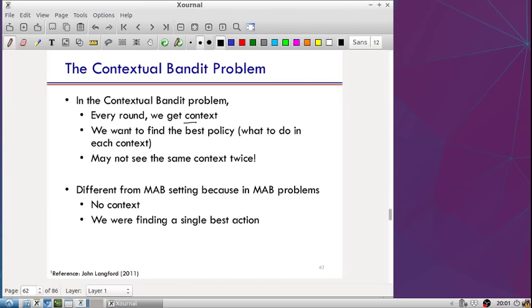In every round we get a context, and we want to find the best action to take. Given a context, I need to take an action, so for every different context there's potentially a different action. Essentially, what we really want is a mapping from features to actions. We're going back to a supervised learning type of setting where we want a mapping from inputs to outputs. Here, the outputs are actions. So we want a function from context to actions, which tells you what to do in each context.